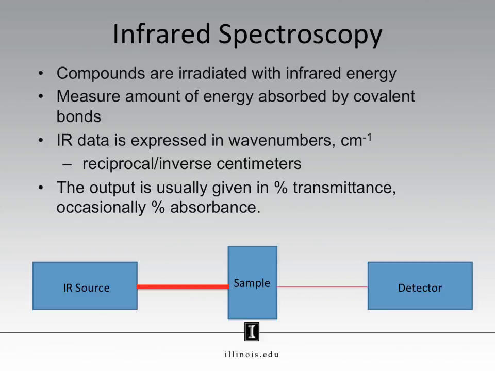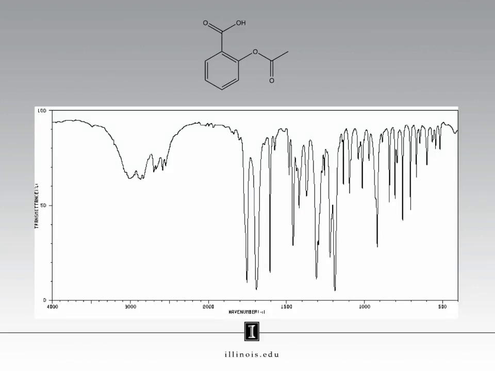What does an IR spectrum look like? Here is the IR spectrum for aspirin, acetylsalicylic acid. Here on the x-axis we have wave number. Here on the y-axis we have percent transmittance. And what we see here are a number of peaks in this spectrum. What do these peaks tell us?